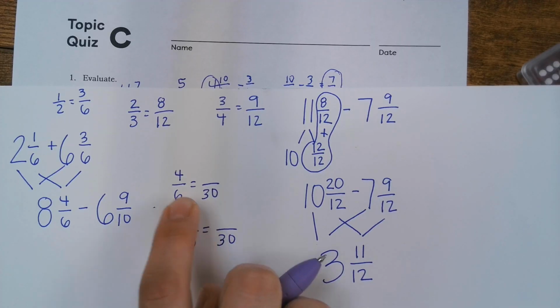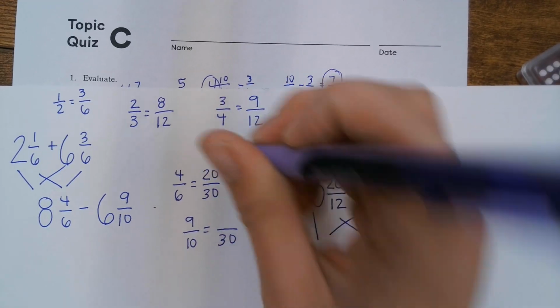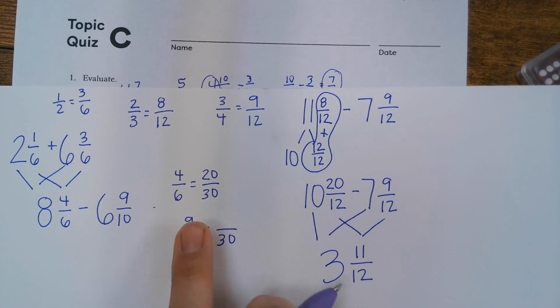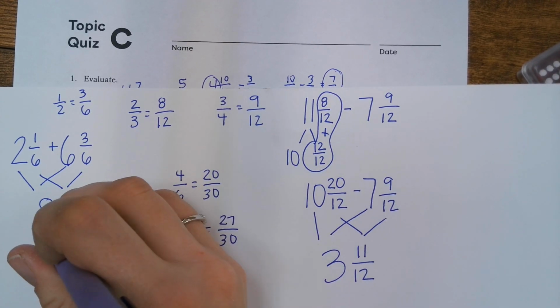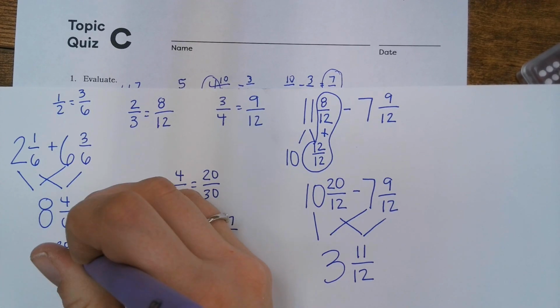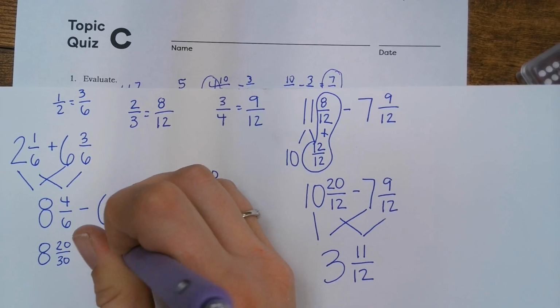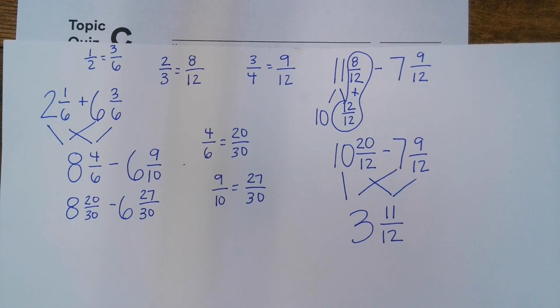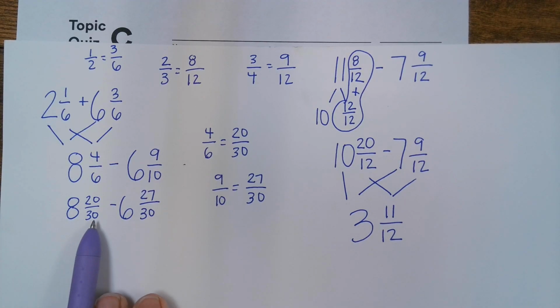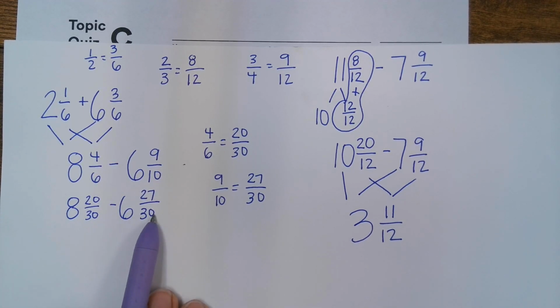6 times 5 equals 30. 4 times 5 equals 20. 10 times 3 equals 30. 9 times 3 equals 27. So now I have 8 and 20 30ths minus 6 and 27 30ths. So now I have the same denominator, so I'm ready to start my subtraction. I can't do 20 minus 27, which means I have to rename my 8.